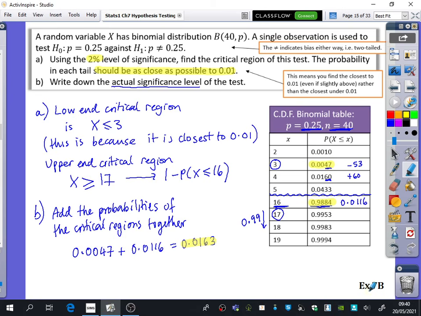So we're going to now spend a big chunk of time having a look at exercise 7B, and then we'll start doing some full hypothesis tests after this.